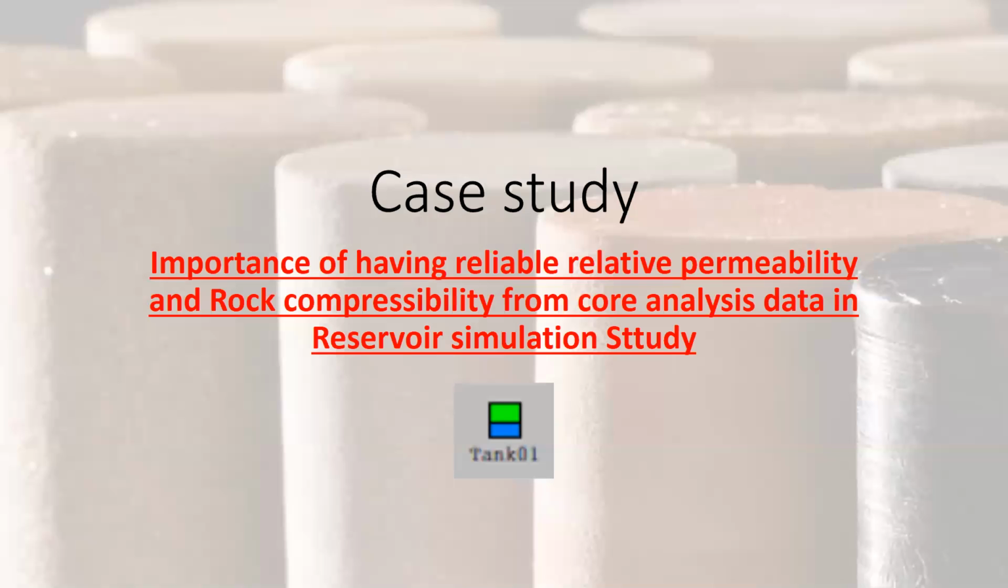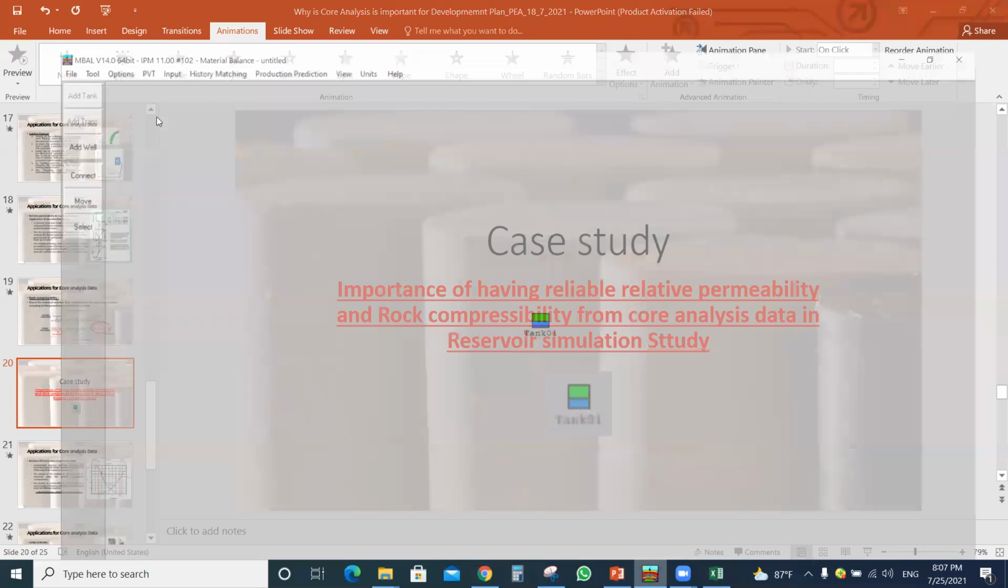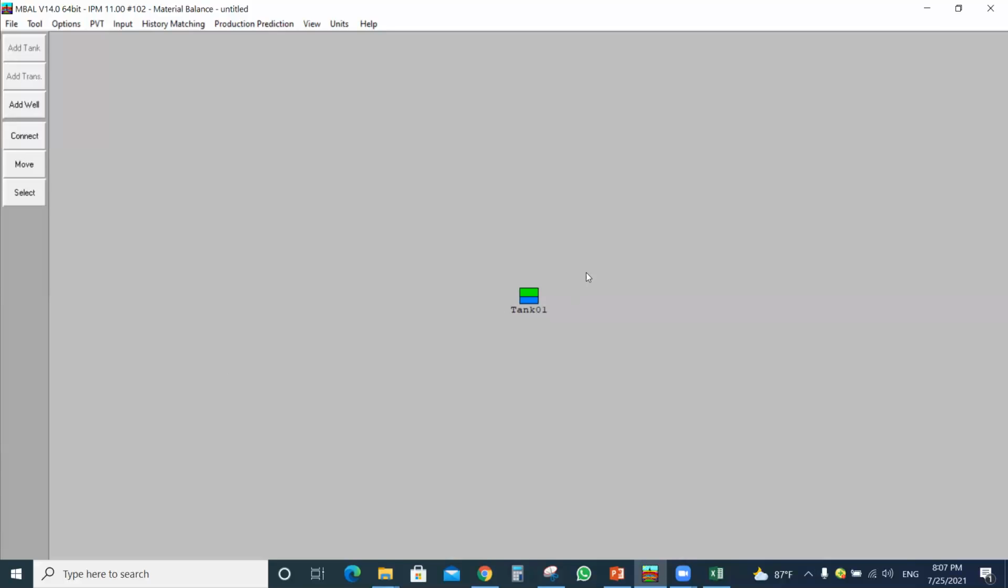So we have a case study for running material balance calculations to make a prediction for the production using a certain value for the relative permeability, and another value for the relative permeability, and show the effect of relative permeability and rock compressibility on the recovery from this field. Okay, so we have an MBAL model.